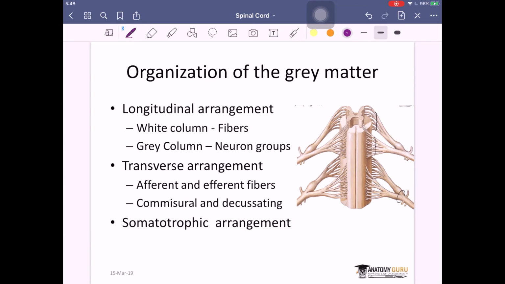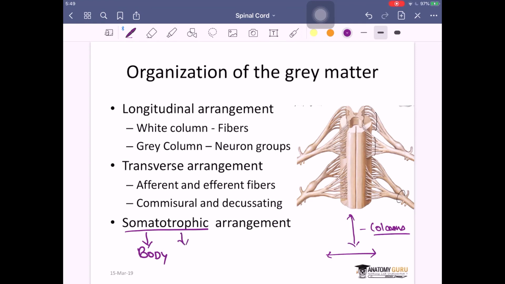So we notice three arrangements. The first arrangement is the vertical or longitudinal arrangement, which is in the form of columns. There are gray columns and white columns. Your gray columns are your neurons, and white columns are your fibers. Then there is a transverse arrangement, where you have your afferent, efferent, commissural and decussating fibers. In addition to this, there is a somatotrophic arrangement.